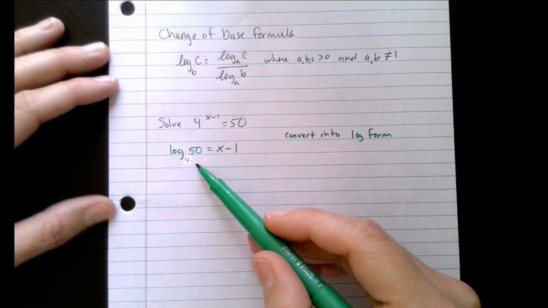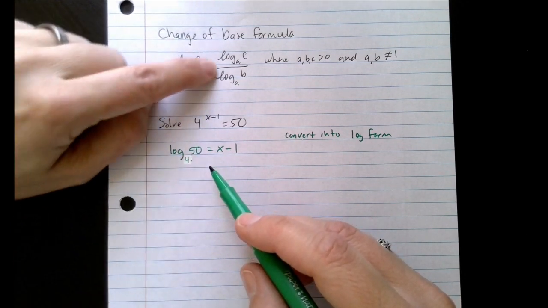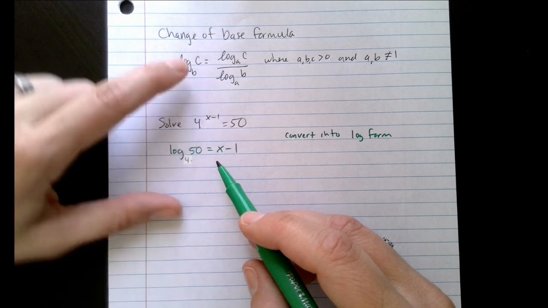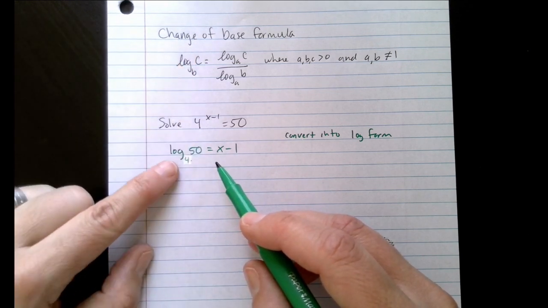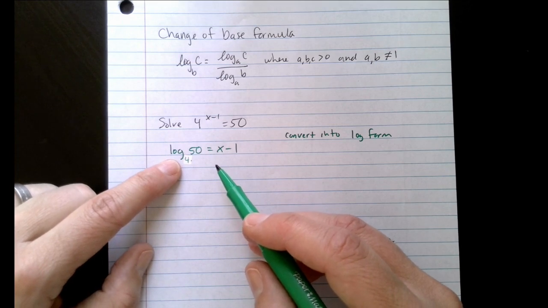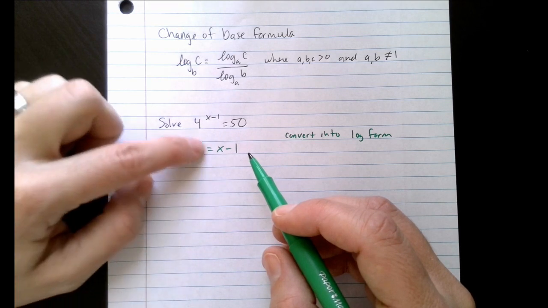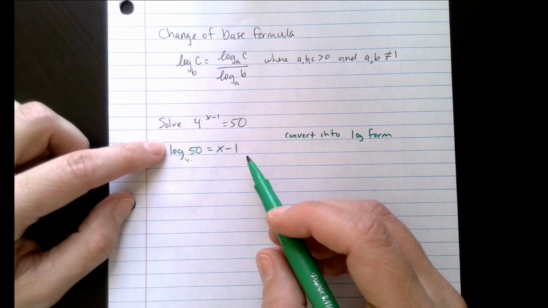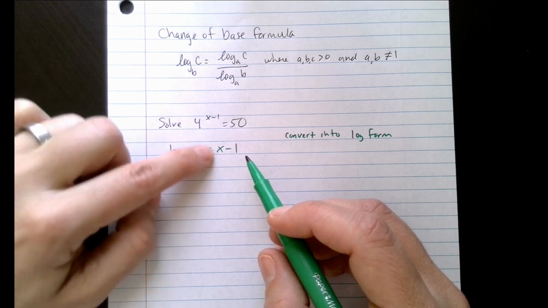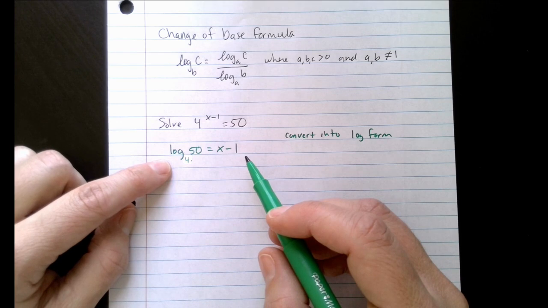Now what I want to show you here is this is log base 4 of 50. So we're going to follow this format here. So 50 is c and b is 4. Now there's no log base 4 button on your calculator. There's only common log or natural log. So change of base formula allows you to calculate this logarithm using a different function like common log or natural log. Remember, this is just some number. So we're going to use our calculator in a moment here to figure this out. But first we got to set it up.